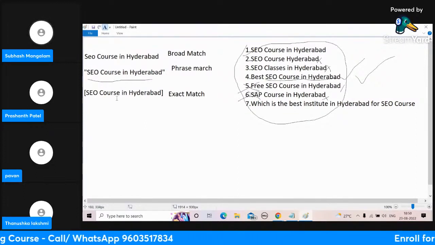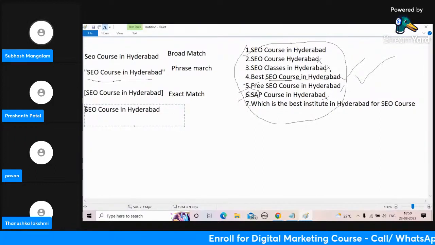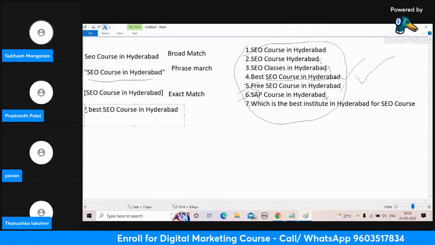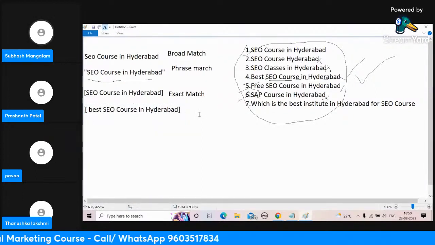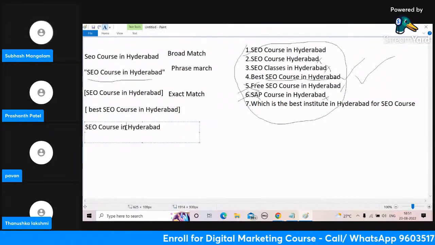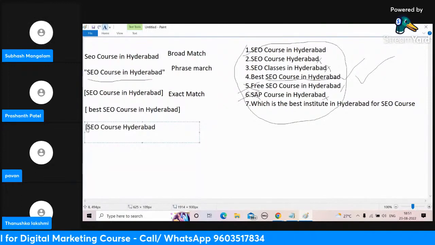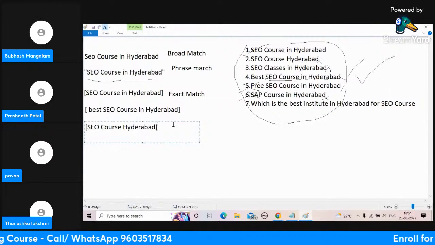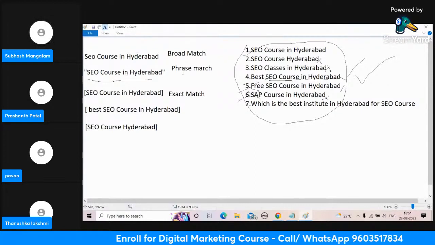So to overcome this, you can add one more keyword like this: best SEO course in Hyderabad. Your work will increase, but it's still good. Instead of one, you can add more. Now SEO course Hyderabad, one more keyword you can add like this. You should add too many keywords. No problem. Small companies don't have a lot of money, and I don't want to waste money. For exact match, if it is a small company, go for this. For a medium company, you don't need to add this many keywords.